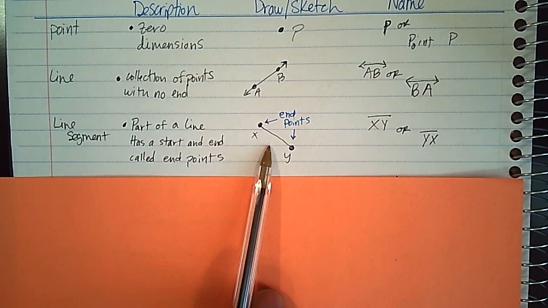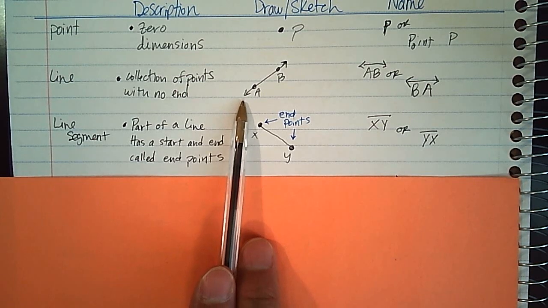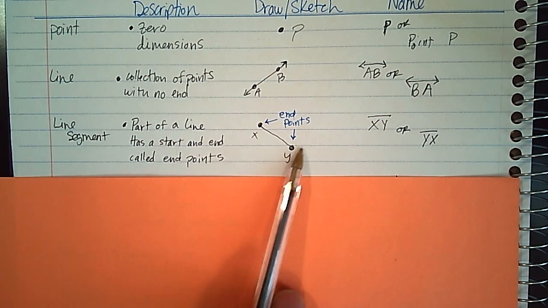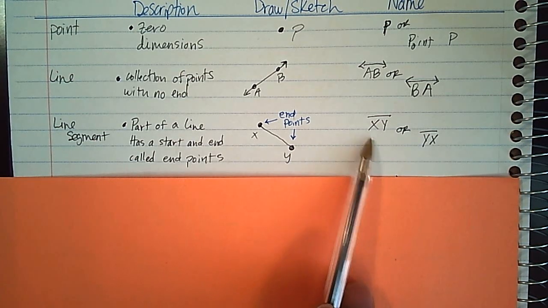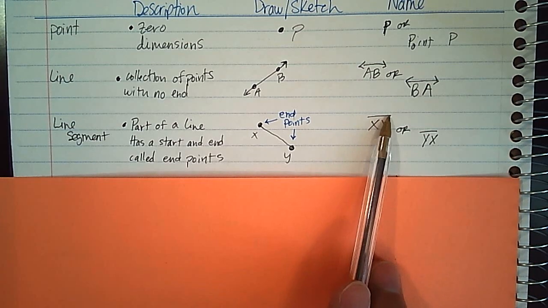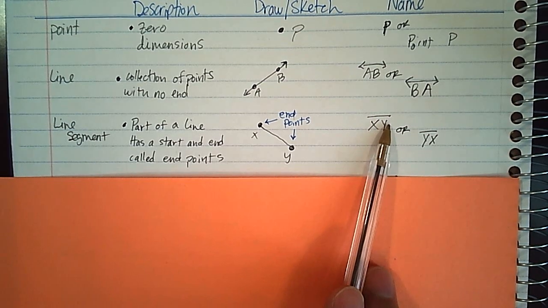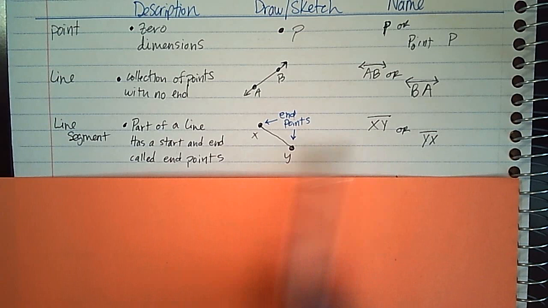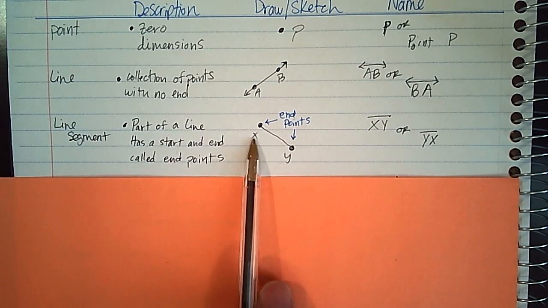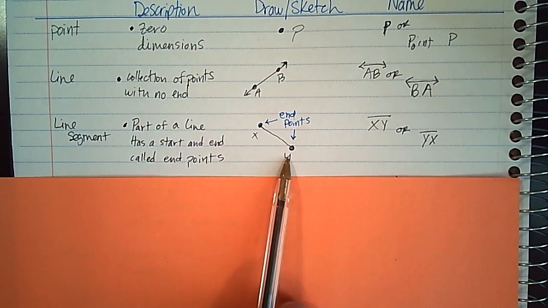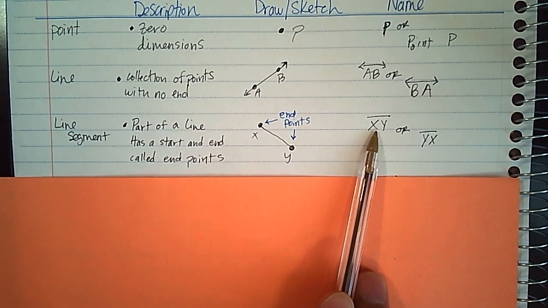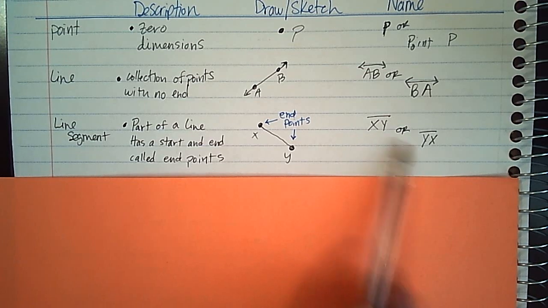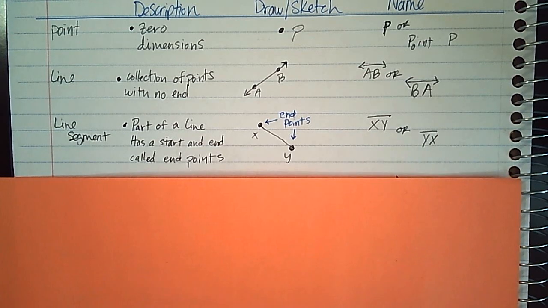So it looks like this. It doesn't go on forever, so it doesn't have these arrowheads at the end. It just has points at the ends. And that's the drawing. And to name it, we just use the endpoints, and again, whichever order, doesn't matter. You can say it starts here and goes to Y, or you can say it starts at Y and it goes to X. So we can call it line segment XY or line segment YX.